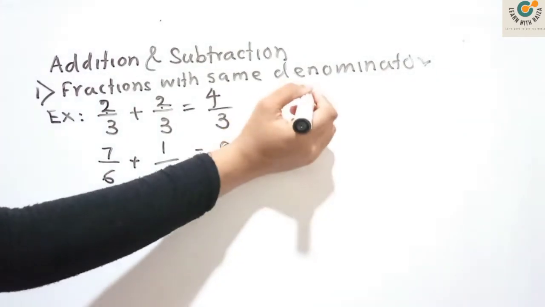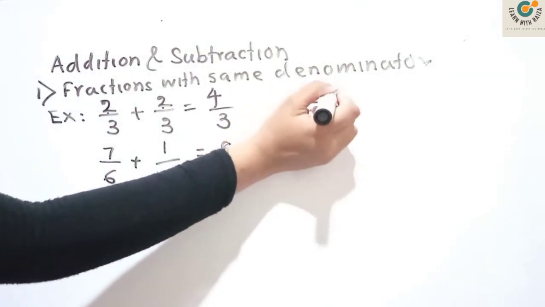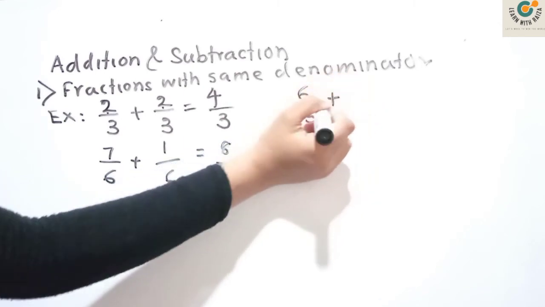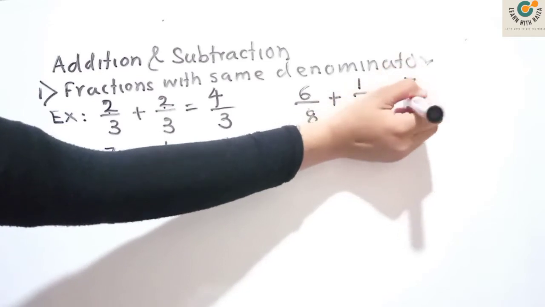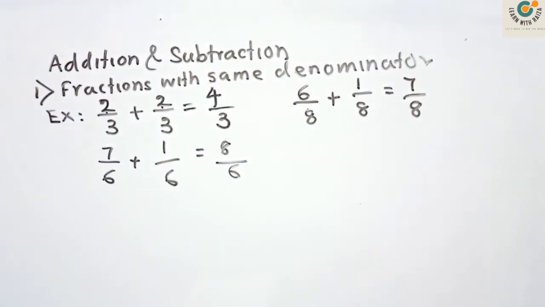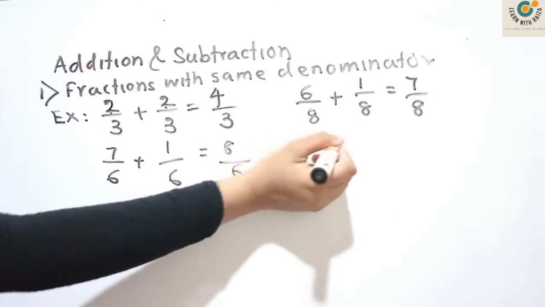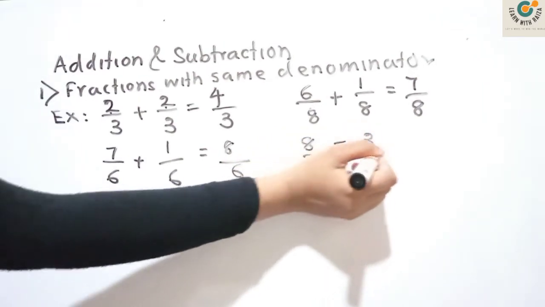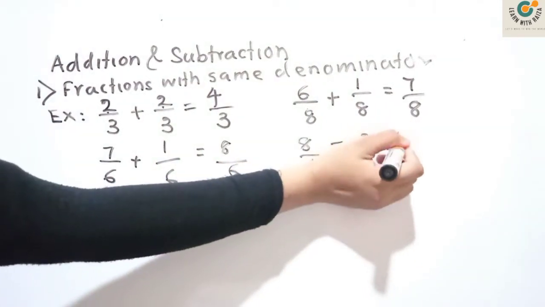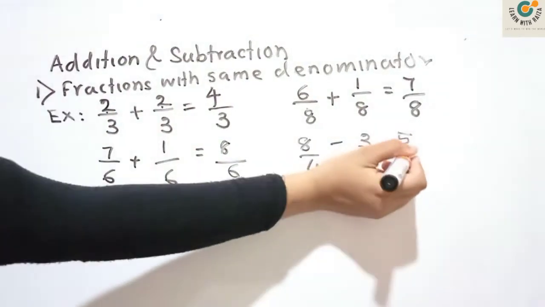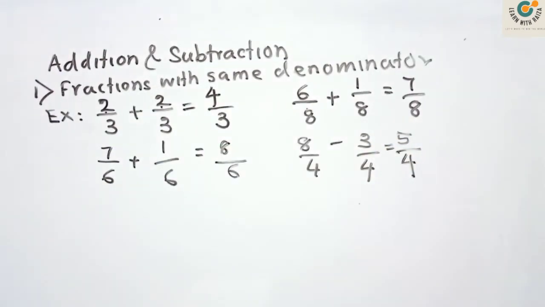Let me take another one. 6 over 8 plus 1 over 8. Then you are getting 7 over 8. So not only addition, subtraction also. 8 over 4 minus 3 over 4. So 8 minus 3, numerators you are subtracting, you are getting 5. Denominator without any change you are writing it here. Right? So this is the way of adding fractions with same denominator and subtracting fractions with same denominator.